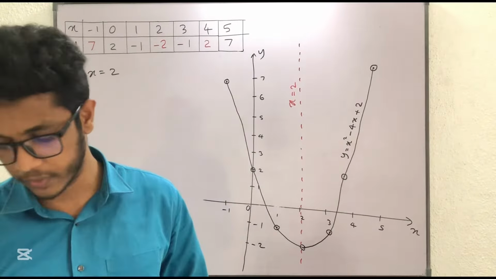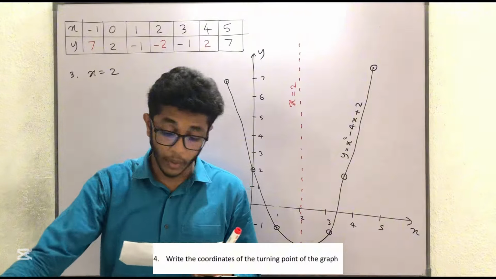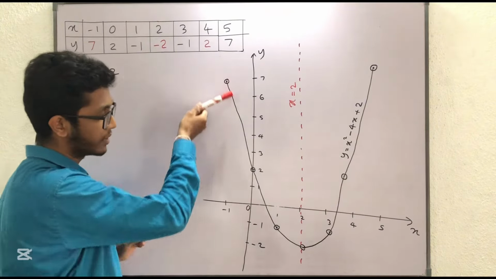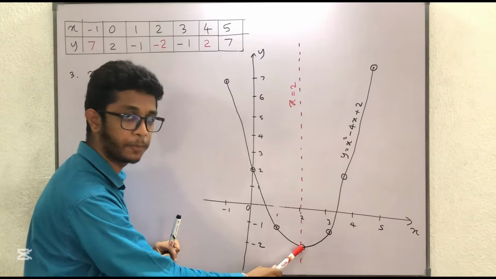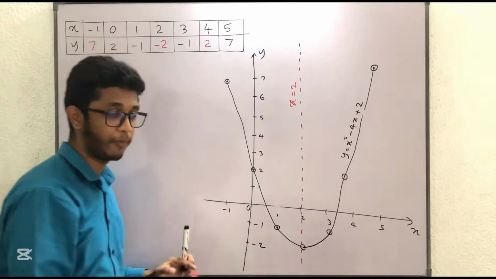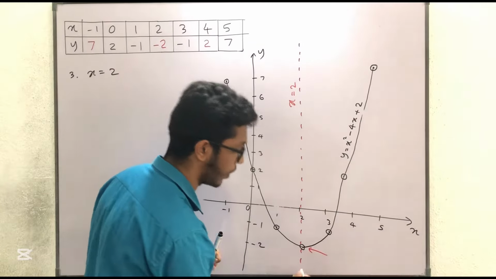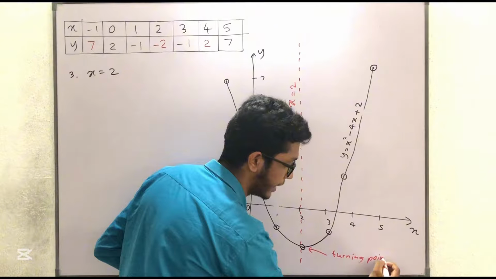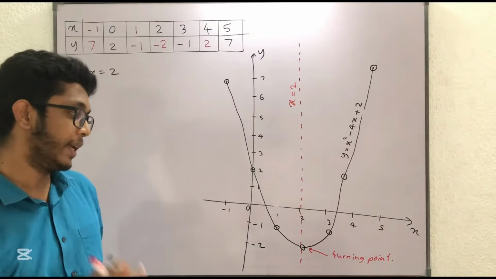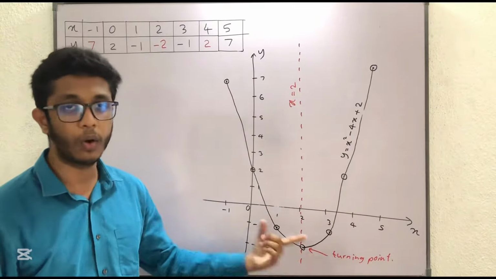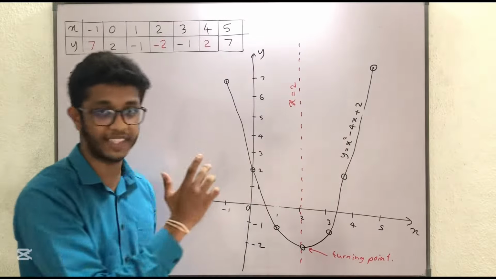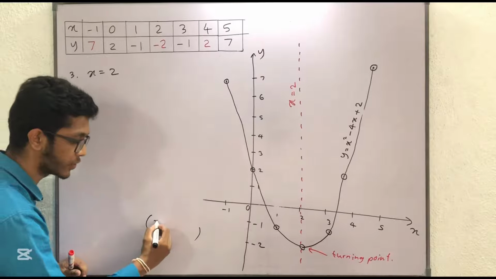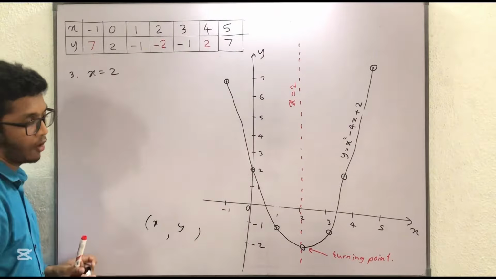Then the fourth question: write the coordinates of the turning point of the graph. So this graph goes like this and turns at this point, and then again moves upward. In this graph, this is called the turning point of the graph. So here, they ask us to write the coordinates of this turning point. When writing a coordinate, first we write the x value, after that we write the y value.